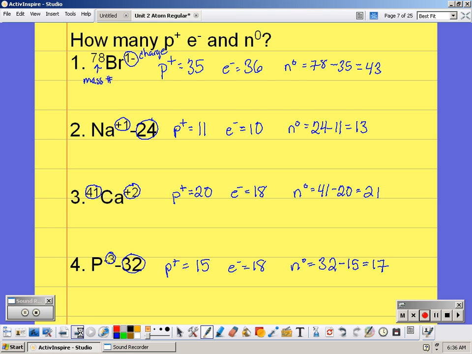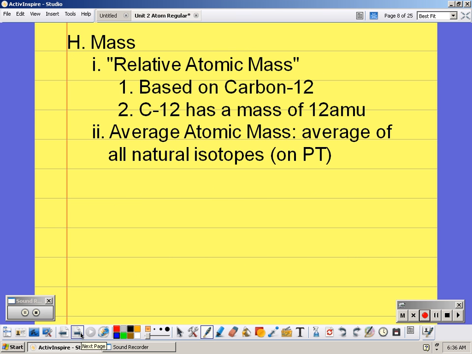Mass. The relative atomic mass is based on carbon-12. In the isotope carbon-12, we have 6 protons and 6 neutrons, so it's an even match. That's why it's based on it. Carbon-12 has a mass of 12 AMU. The average atomic mass is the average of all natural isotopes. That's the average that's on the periodic table. So the mass that's on the periodic table is the average of all the isotopes put together.